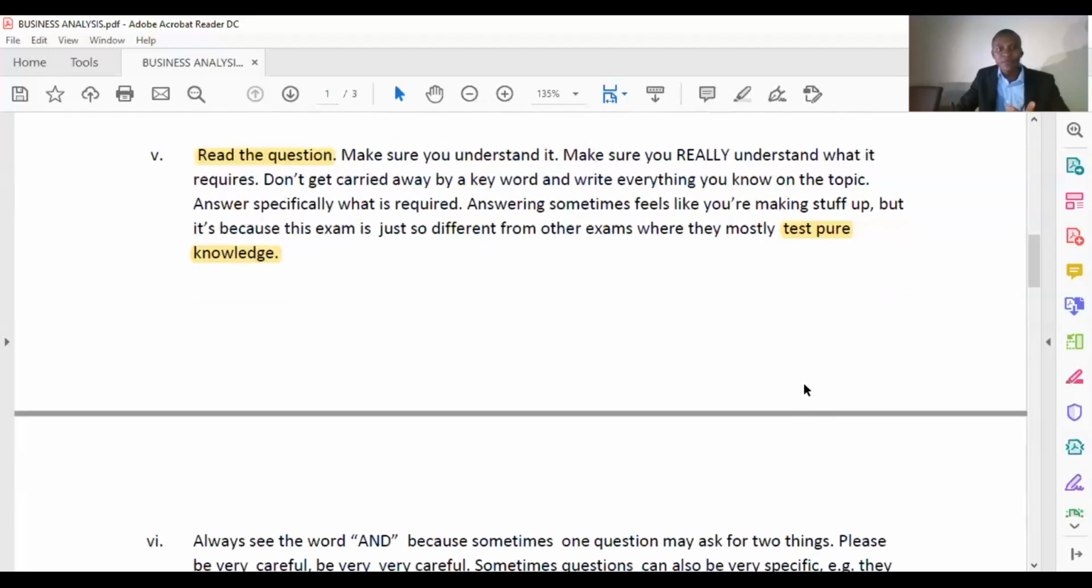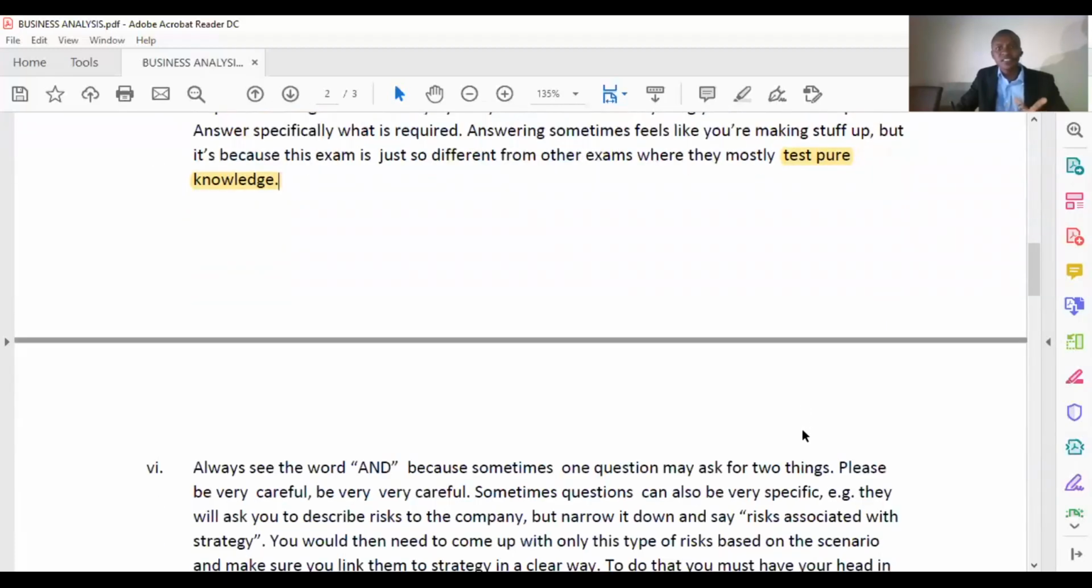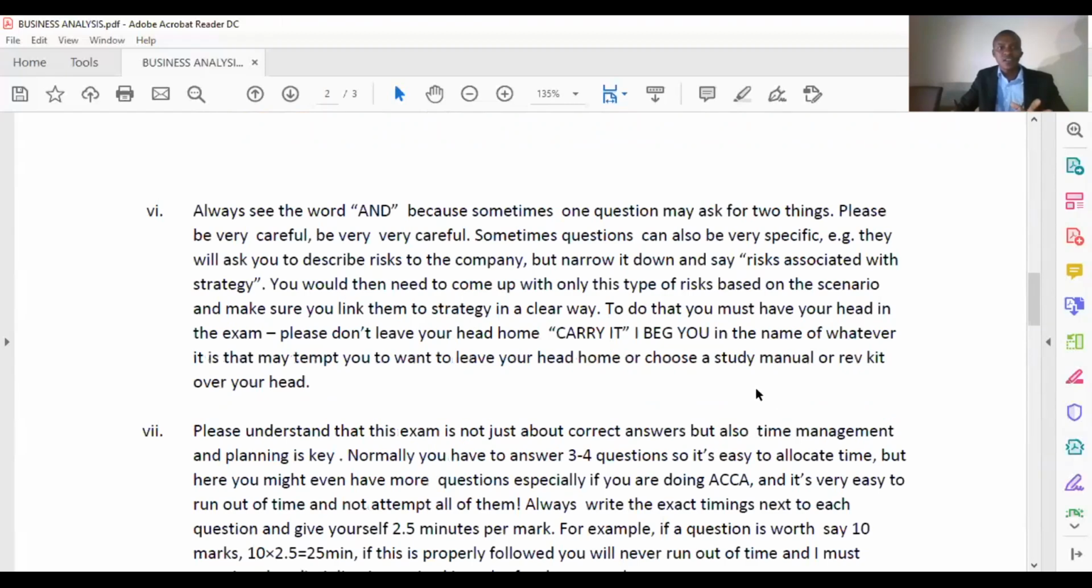Point number 4. Is it point number 6? Yeah, that's number 6. Yes. I want to mention that please always see the word "and". Why? You must see this word "and". The word "and" is a keyword because sometimes one question may ask for 2 things. Please be very careful. I repeat, be very, very careful because sometimes questions can also be very specific.